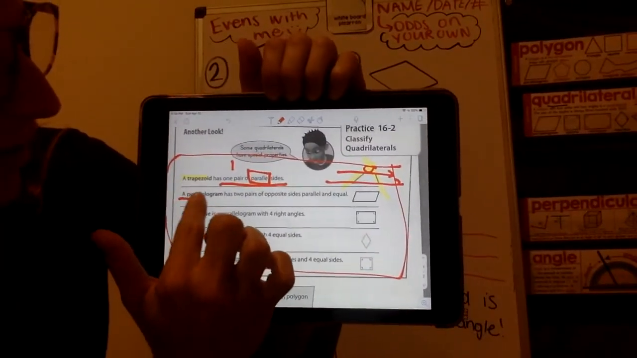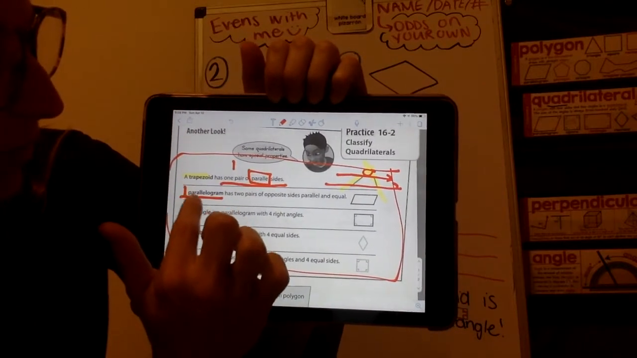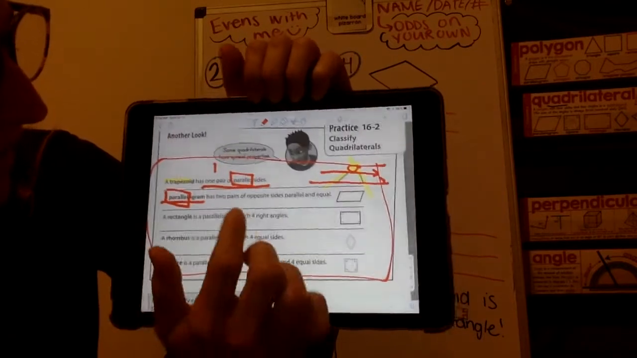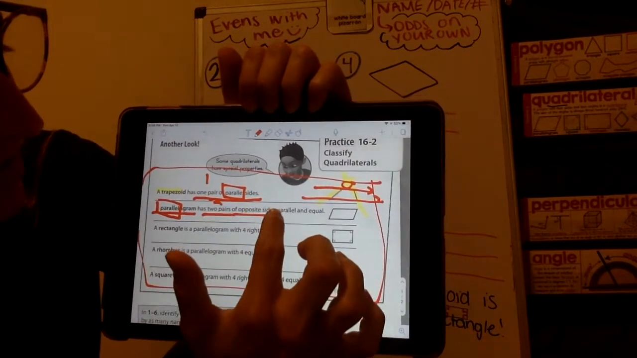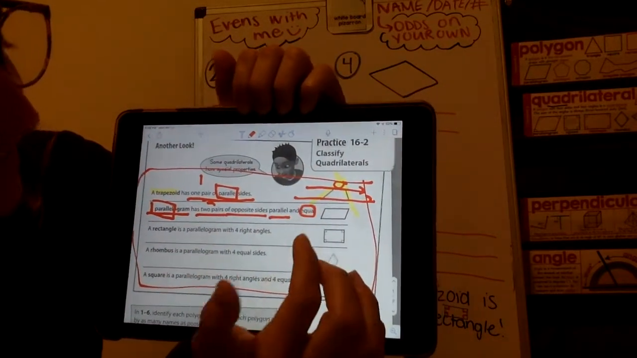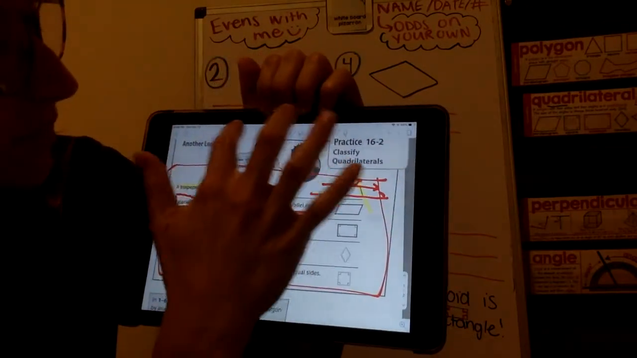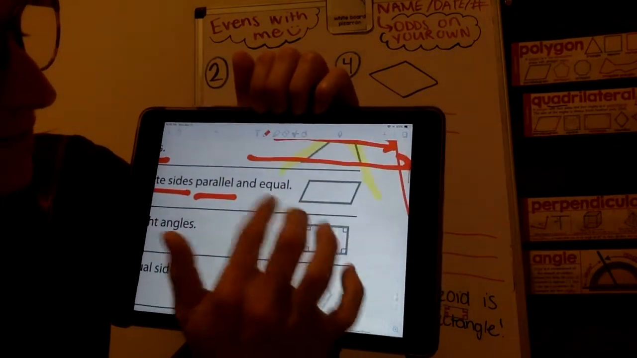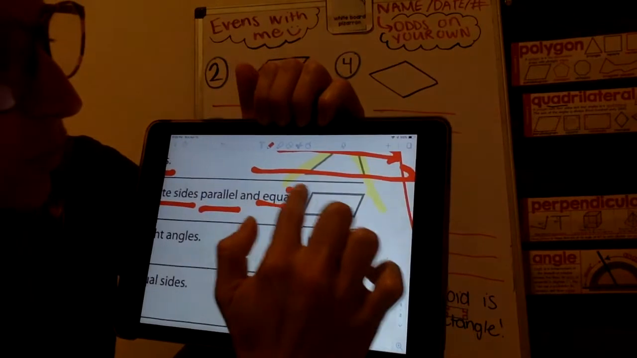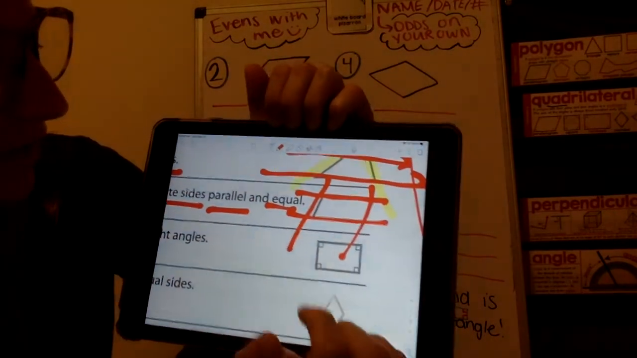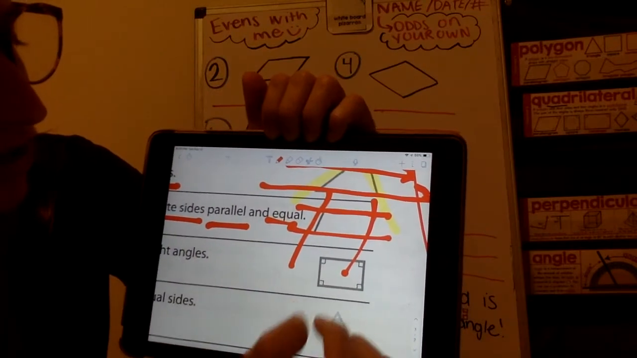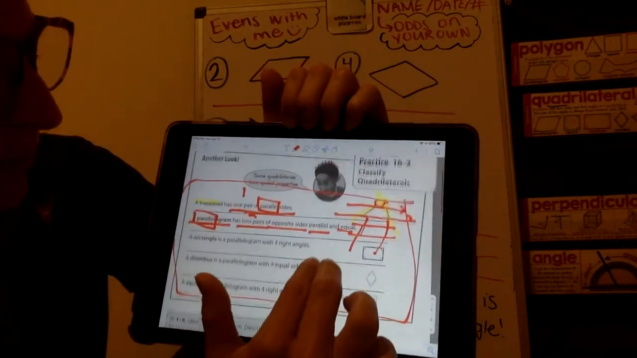Alrighty, a parallelogram, and again you hear that word parallel in parallelogram, and a parallelogram has two pairs of opposite sides that are parallel and equal. So, if we zoom in to this parallelogram, we have one set of parallel lines, two sets of parallel lines, and they are equal to each other. So we're going to keep going here.